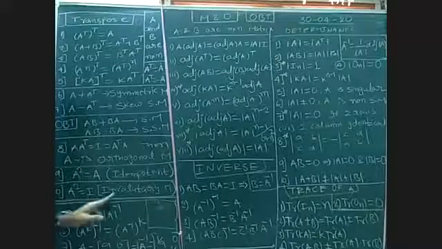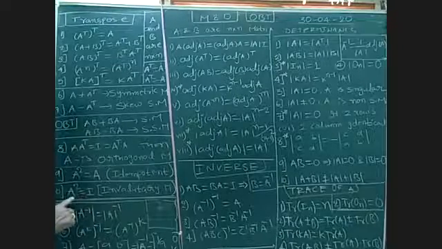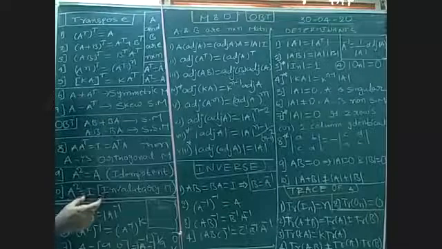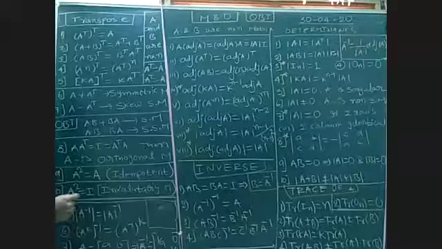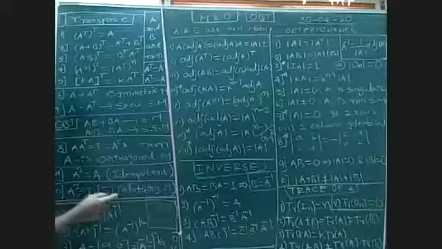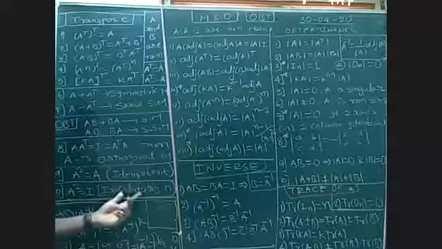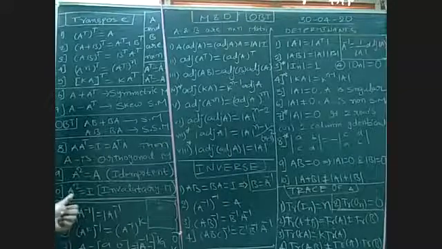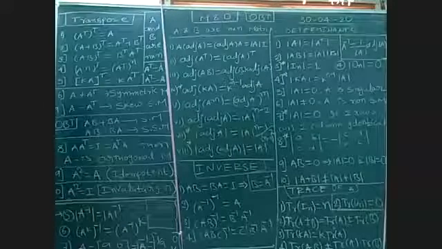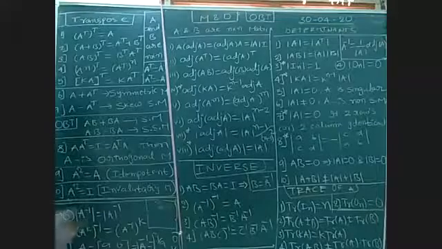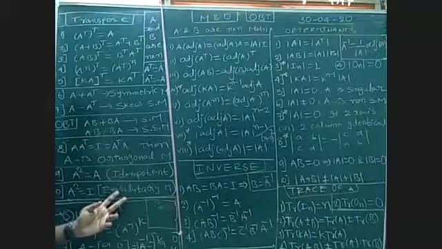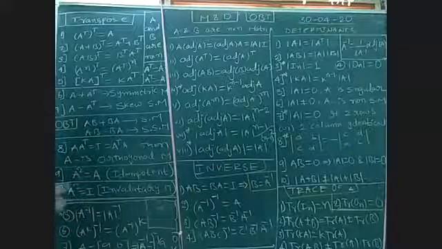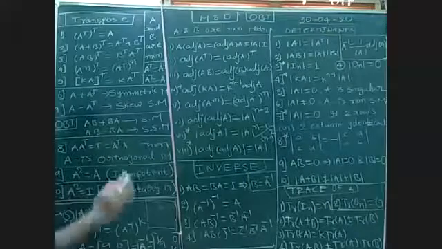Another is involutory: when we multiply the given matrix by itself, A square, we get the identity. That matrix is called an involutory matrix. Example: every identity matrix is involutory also. Okay, the identity matrix is idempotent, and the identity matrix is involutory. That is a common example. So remember, A square equal to I is involutory.